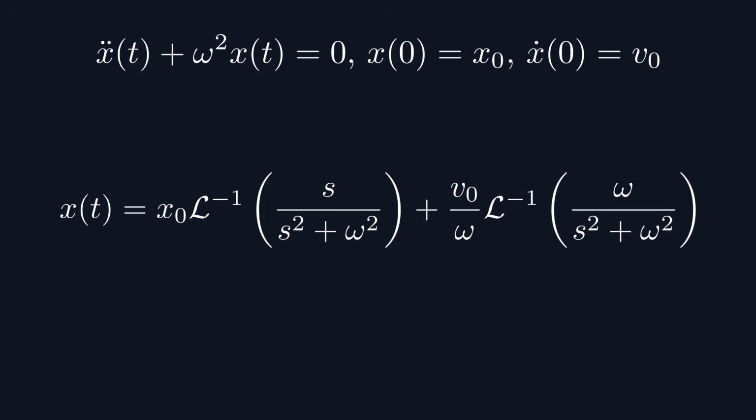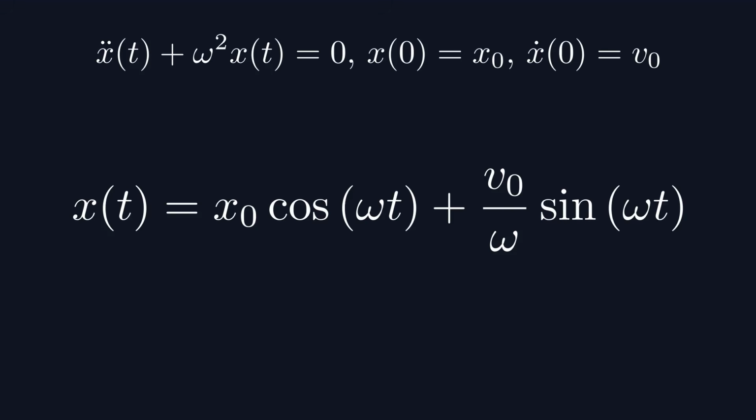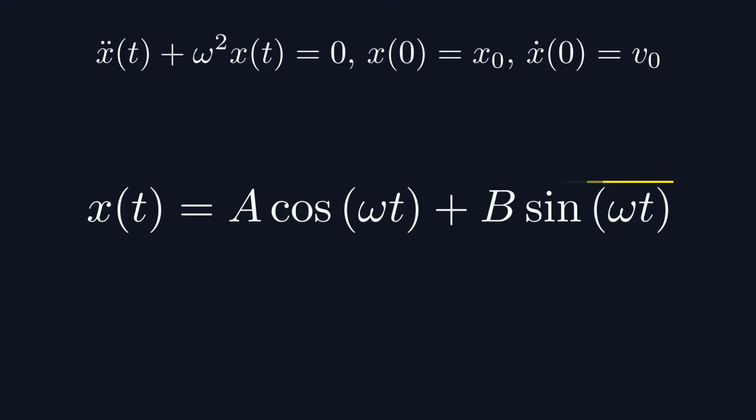We then recognize from the table of Laplace transforms that these correspond to the sine and cosine functions, respectively. After treating x0 and v0 over omega as some constants, we have our solution. If you are not convinced by this answer, you can always plug in the solution to the ODE and check if it matches, or just use Wolfram Alpha if you're too lazy. It's fine, sometimes I get lazy too.